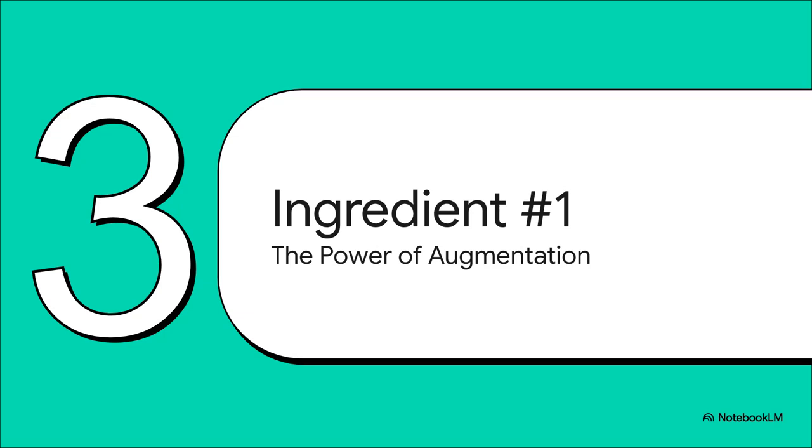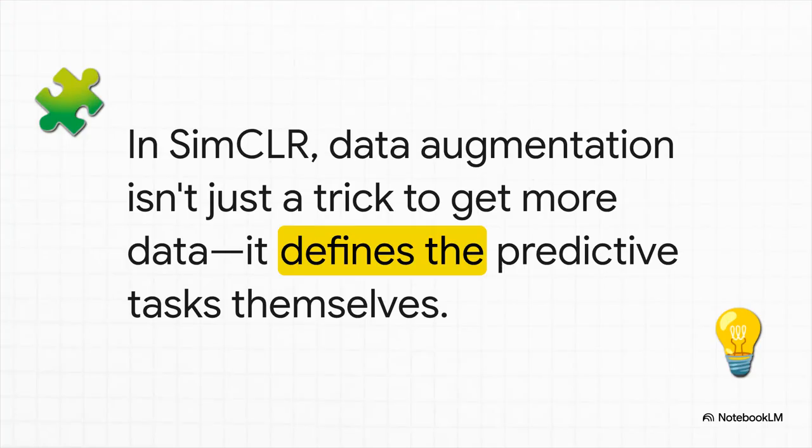Okay, this first piece of the puzzle, data augmentation, it turned out to be way more important than anyone had realized. In SimCLR, it's not just something you do to the data beforehand, it is the learning task. This is a huge, huge shift in thinking. Instead of just making your dataset bigger, the way you distort the image, cropping it, changing the colors, flipping it, that's what creates the puzzle for the model.